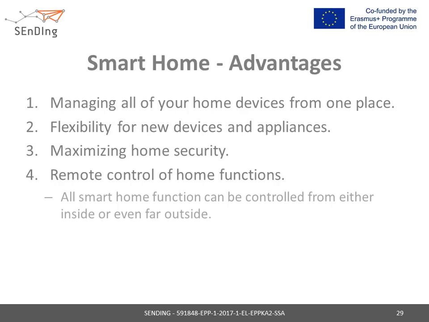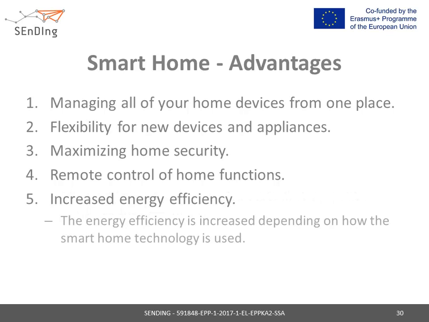All smart home functions can be controlled from a distance. On an exceptionally hot day, you can order your house to become cooler just in time before you get home from work. If you're in a hurry to get dinner started but you're still at the store, you can have your oven start to preheat while you're still on your way home. You can even check to see if you left the lights on, who is at your front door, or make sure you turned off all your media while you're away. The energy efficiency is increased depending on how the smart home technology is used.